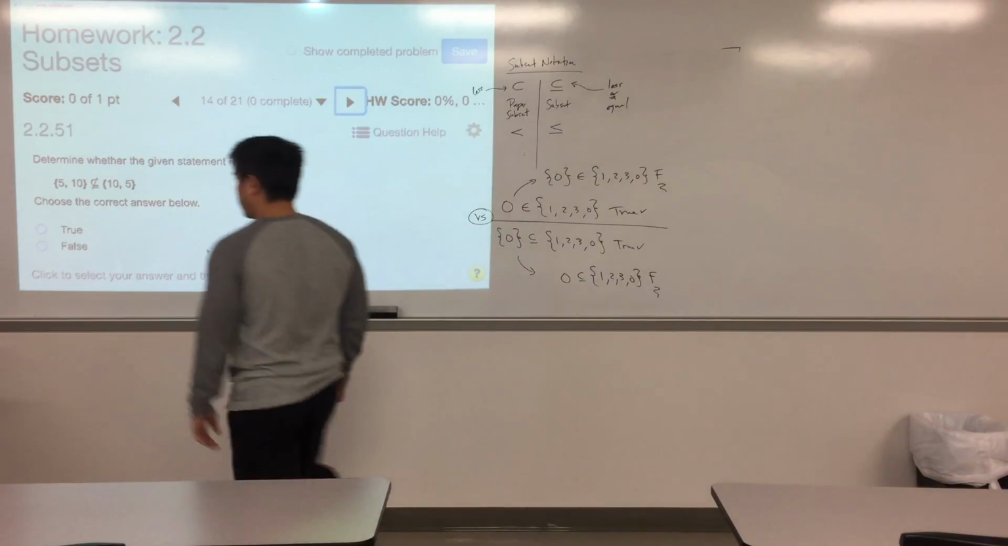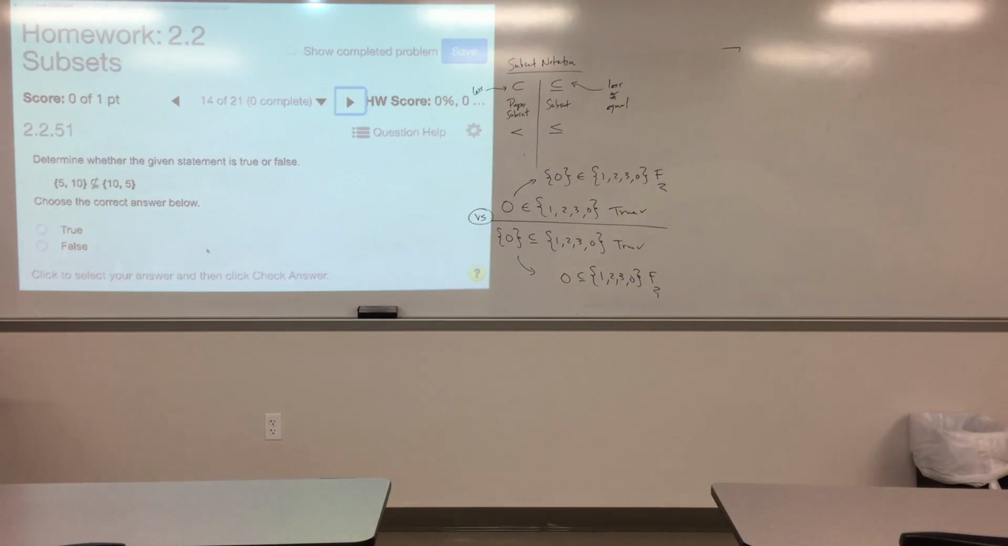Alright, question number 14. Let's determine whether the given statement is true or false. The set consisting of 5, 10, is not a subset of the set consisting of 10, 5. That's not true. This is a subset of that. They're claiming that it is not a subset, so therefore this question is false. In fact, they're equal. Okay?